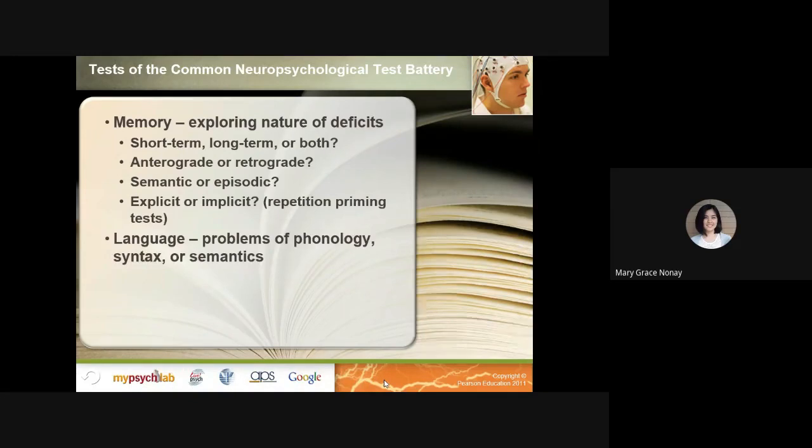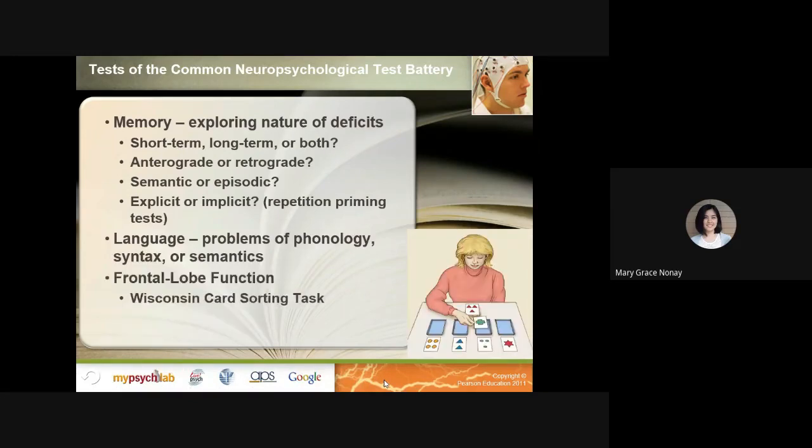Then frontal lobe function, as I said earlier. This one is an example of the Wisconsin card sorting task. It is either sorting them by color, by shapes, or numbers.